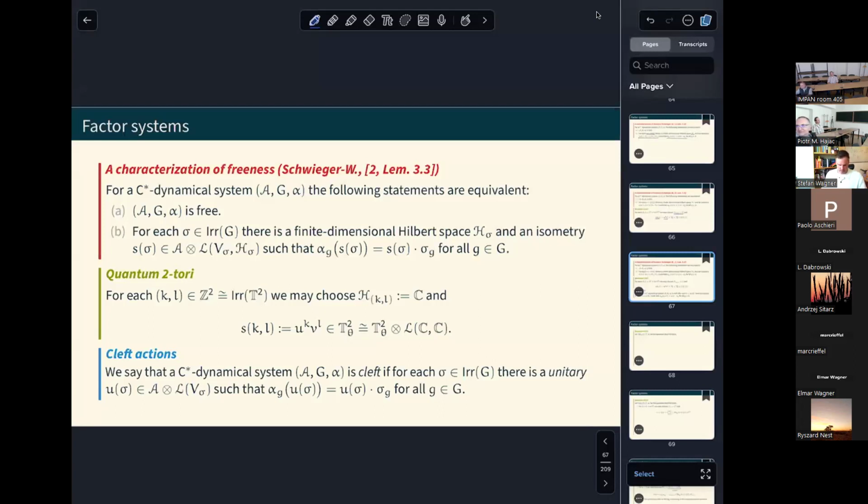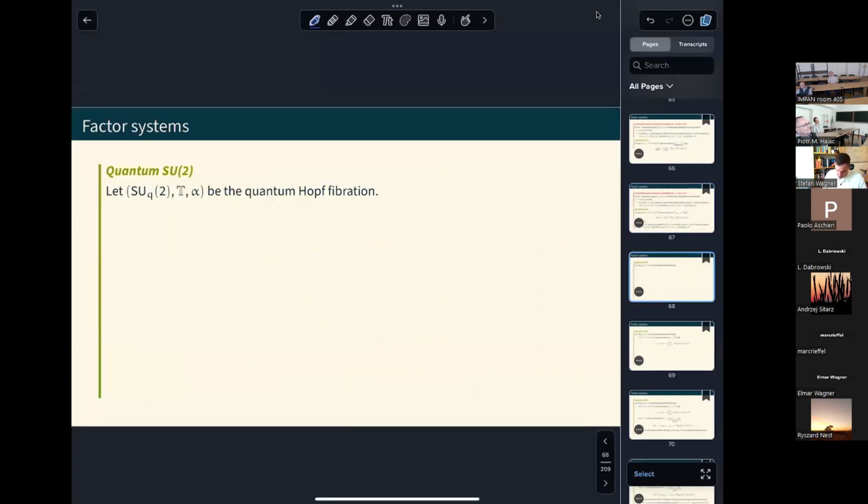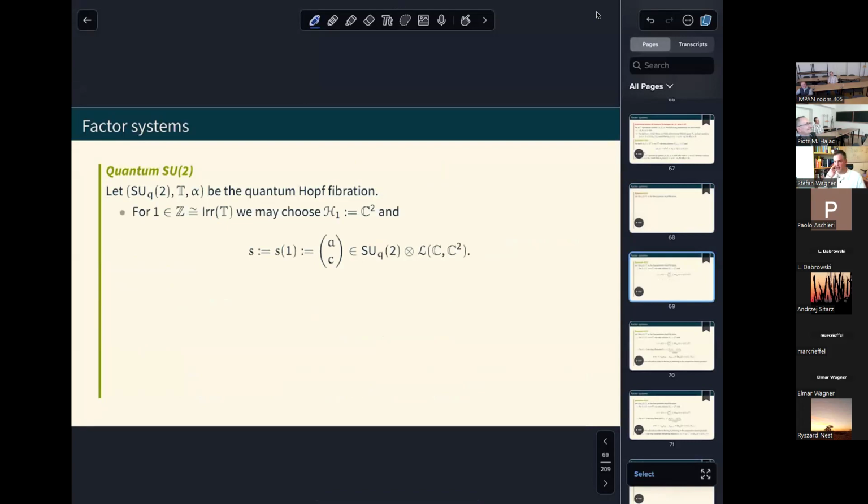Basically, what cleftness means is that you can factorize A into the fixed point algebra and the group. But you asked already for the quantum case. Here you get it. You already know this is free. And now, of course, the question is, how do the isometries look? The good thing is that the irreducible representations are just the integers, so it's enough to look at only one element. The element that characterizes the freeness here is simply this.